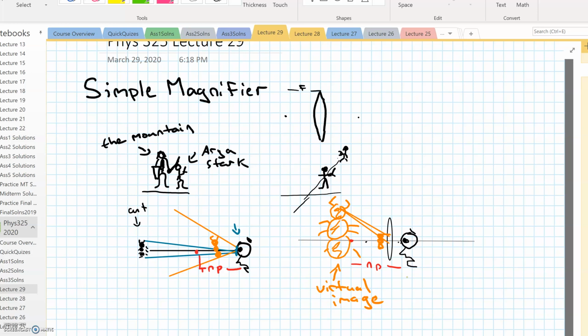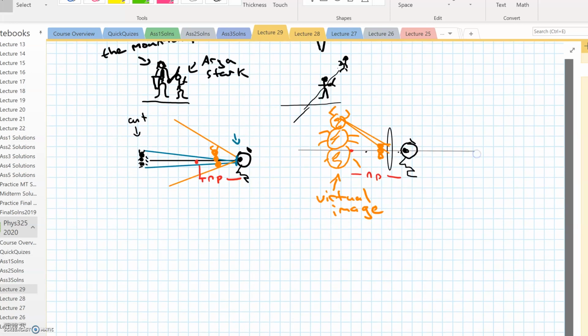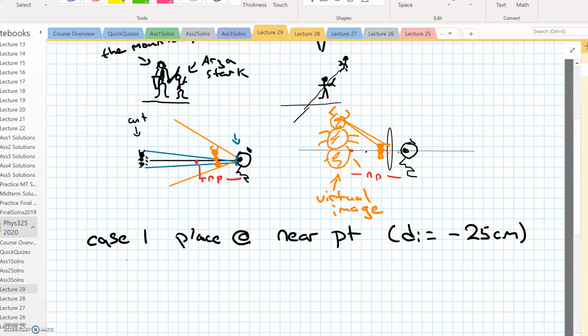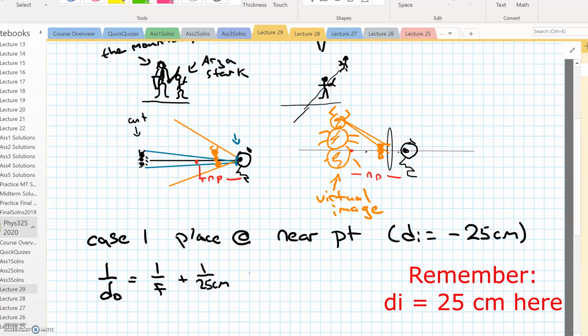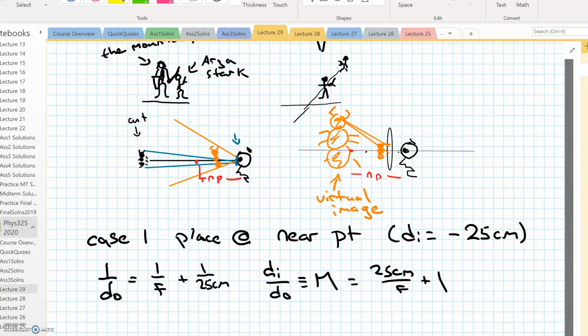Let's make this a bit more quantitative. We can calculate the amount of increase in angle, or the increase in apparent size, that we're going to get. Now, we have some freedom as to where we want that virtual image to go. We can wiggle the magnifier around a bit. So we can place it at the near point. Let's have a look at that. Let's assume that we're going to place this image of the ant right at the near point, right here, where that dot is, and see what that tells us. Now we can just apply the thin lens equation and multiply both sides by d_i. And this is the magnification when you place the virtual image at the near point.